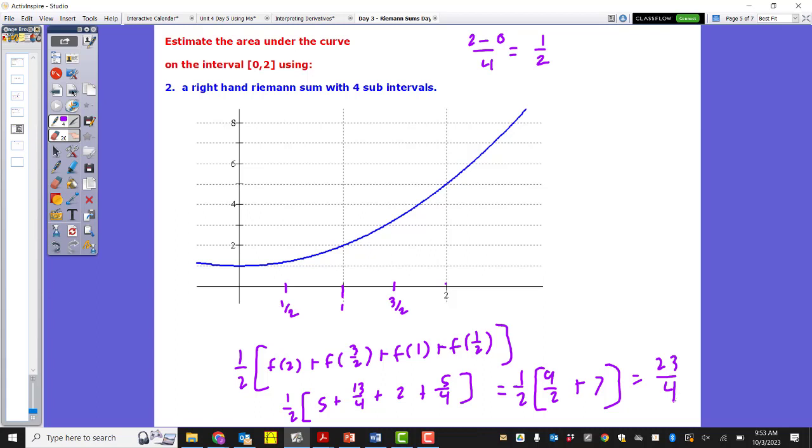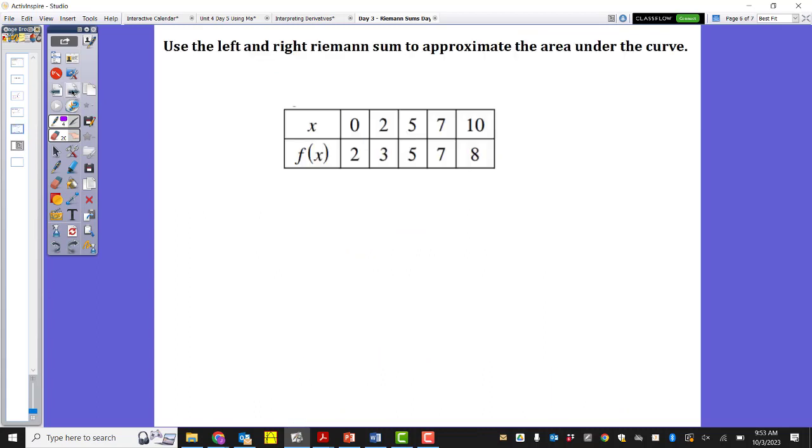All right, one more we're going to look at is one with a table. Now this one, we're just going to break it up into our subintervals. So we want to use as many subintervals as possible. We'll do the left hand, and you can try the right hand on your own. So let's look at our subintervals. We have 0 to 2, 2 to 5, 5 to 7, and then 7 to 10.